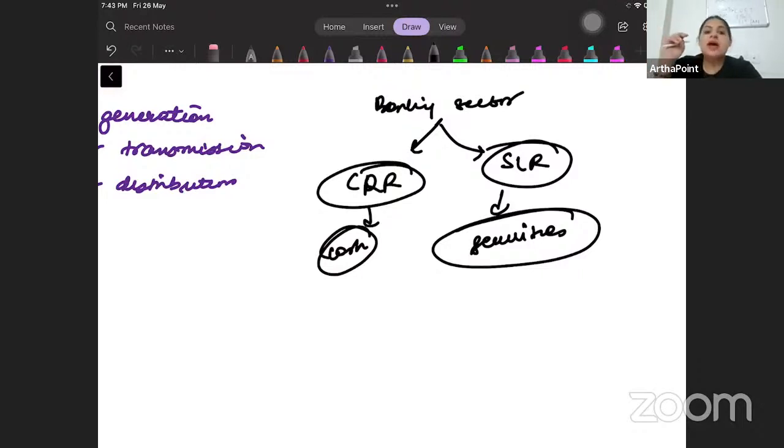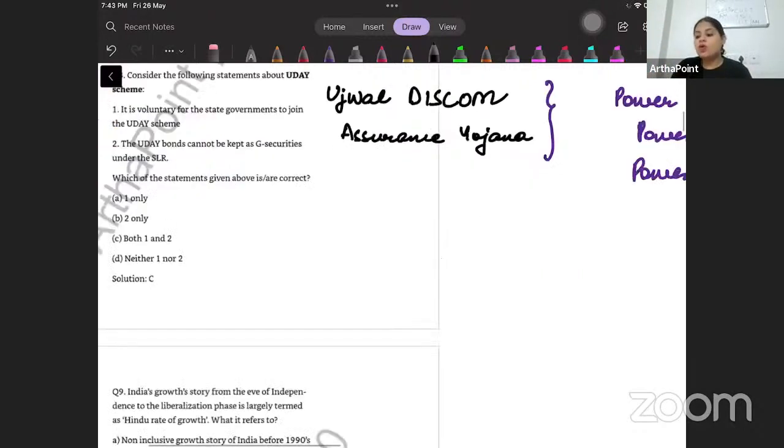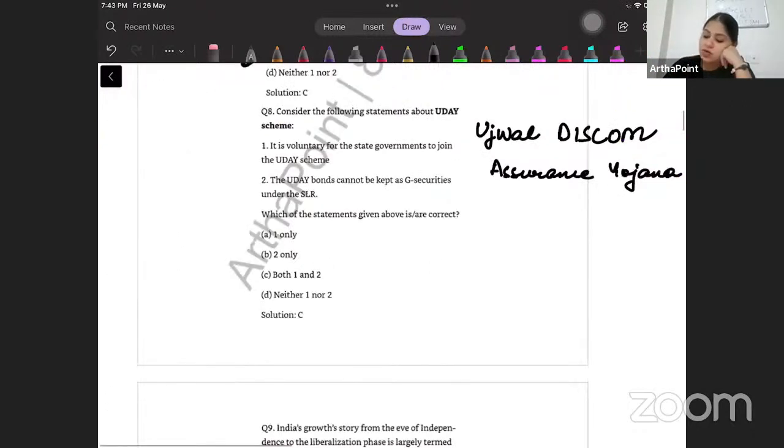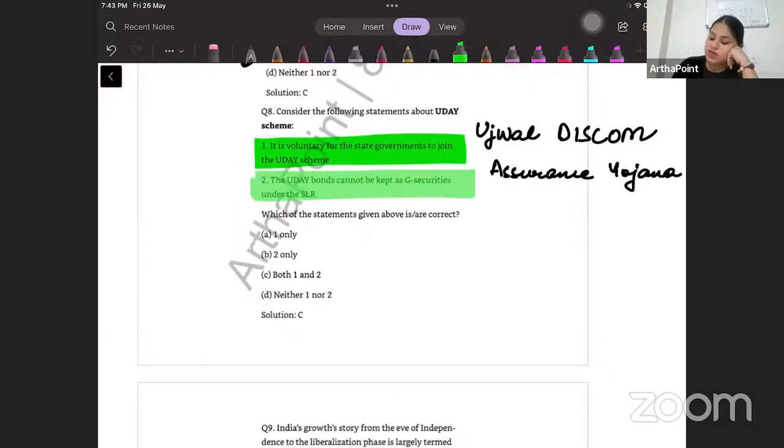So this is about it, these are the two points. Otherwise, beta, I will suggest you go ahead and read about these UDAY bonds in detail. Why are they launched at a premium, what is their cost, do state governments issue them or does the central government, what is UDAY 2.0, which talks about installation of smart prepaid meters, okay, making coal available in the short run. These are things you should research. But as of now, because both these options are correct, that it is voluntary for state governments to join the UDAY scheme, and it cannot be kept as G securities, C is the correct answer, both 1 and 2.